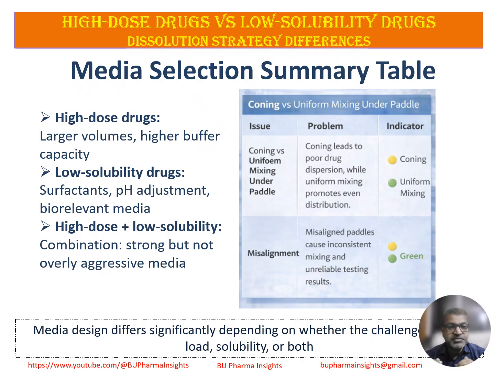For regulatory submissions, documentation and justification are critical. For high dose drugs, use larger volumes and stronger buffers and justify them. For low solubility drugs, justify surfactants, pH adjustment, and biorelevant media. For high dose and low solubility, use a combination approach, strong but not overly aggressive. Clear rationale is what regulators expect.